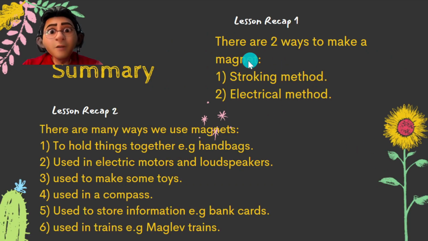Okay, let's recap the lesson. There are two ways to make a magnet: the stroking method and the electrical method. Lesson recap 2, there are many ways we use magnets. 1, to hold things together, for example handbags. 2, used in electrical motors and loudspeakers. 3, used to make some toys. 4, used in a compass for direction. 5, used to store information, for example in bank cards. 6, used in trains, for example maglev trains.